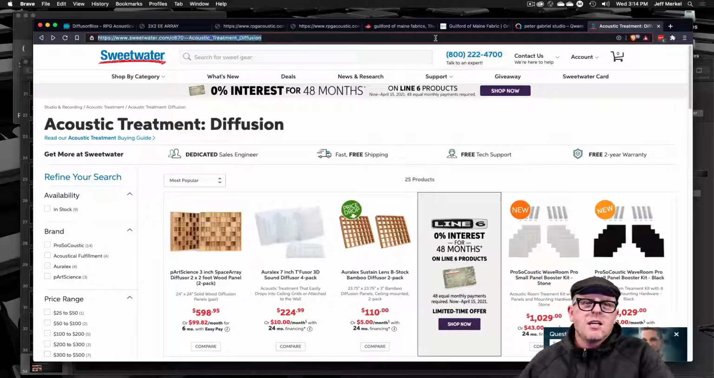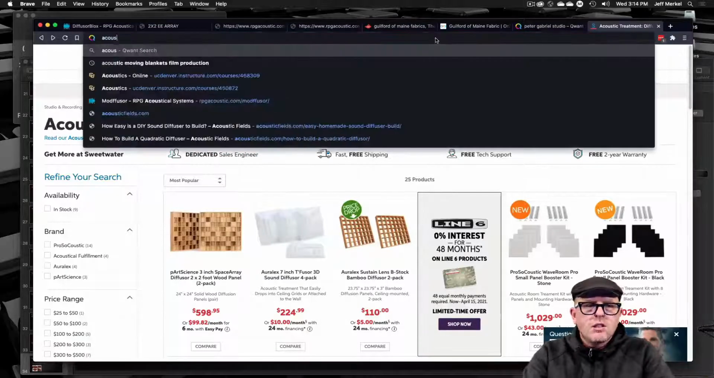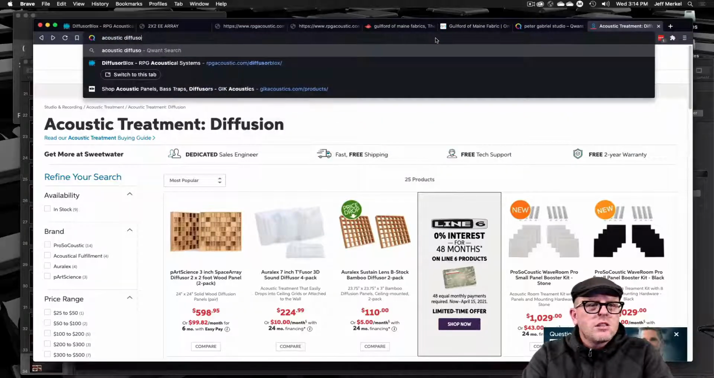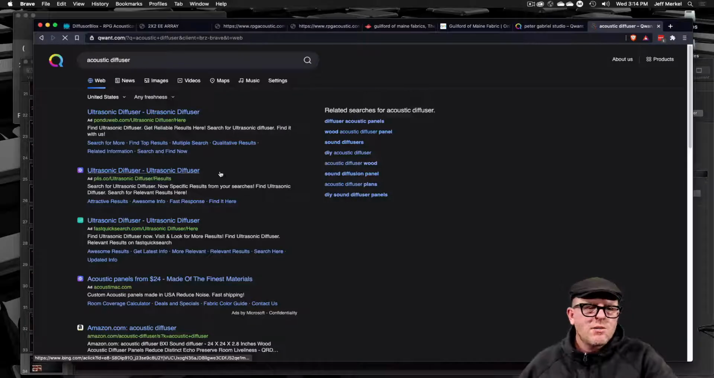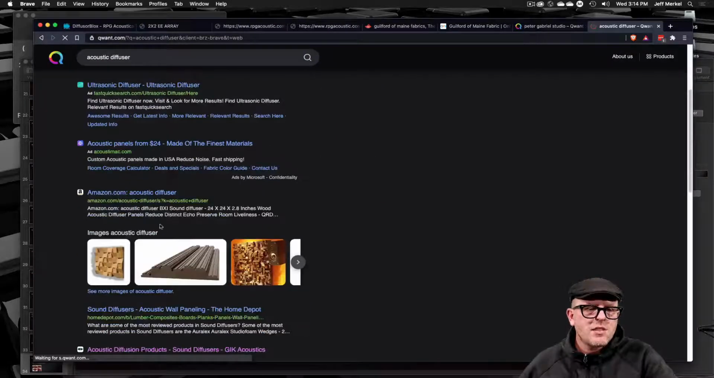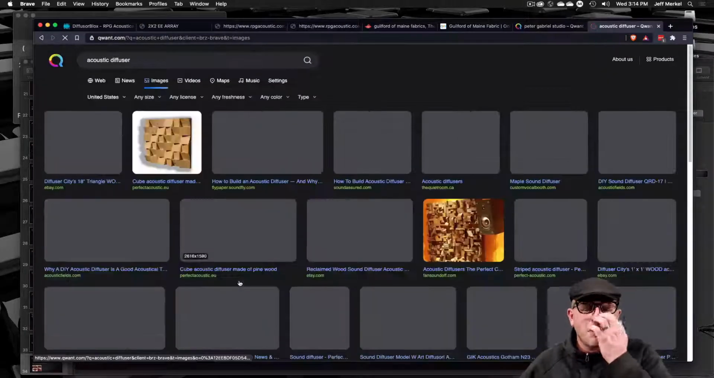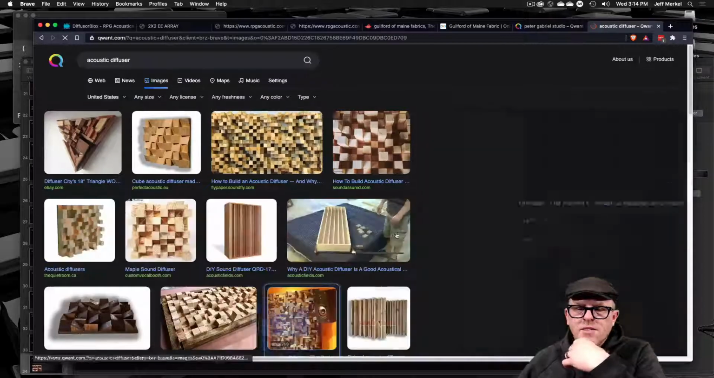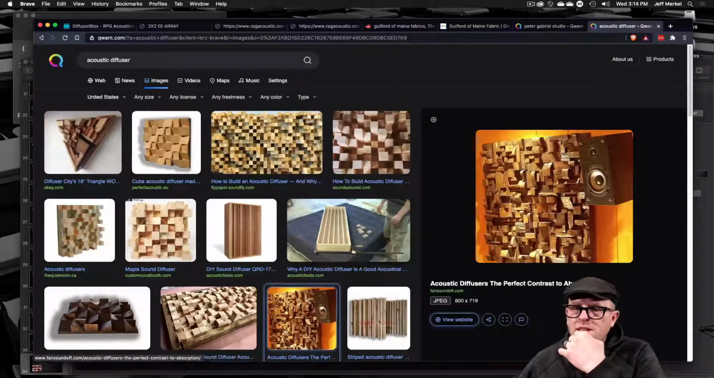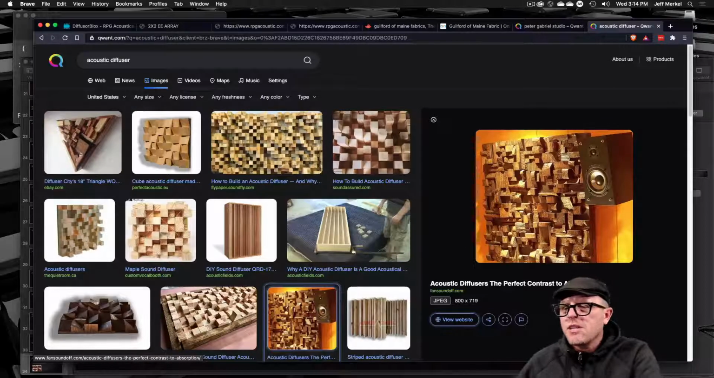Let's see. It's weird because the book says diffuser. Let's look at images here and see what people are coming up with. So you'll see this one, I've seen these kinds of ones before. They basically are just a bunch of random stuff up here. They're not mathematically founded, so it's just going to work.